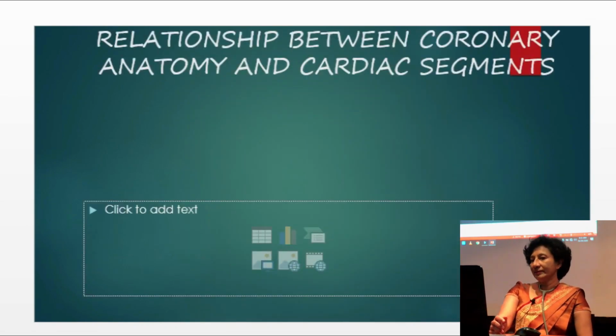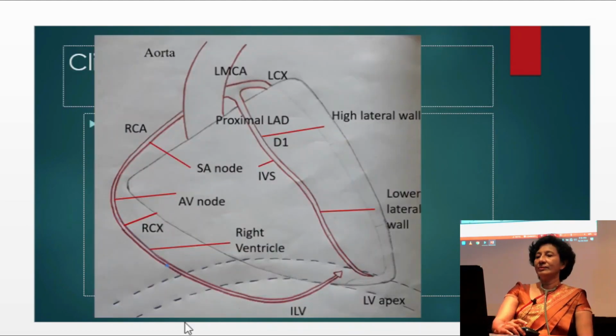Now let's learn the relationship between coronary anatomy and cardiac segments. This simple diagram shows the heart. This is the base of the heart. This is the lateral wall of the left ventricle. This is the apex. This is the diaphragm on which the inferior wall of both ventricles lie. This is the aorta.